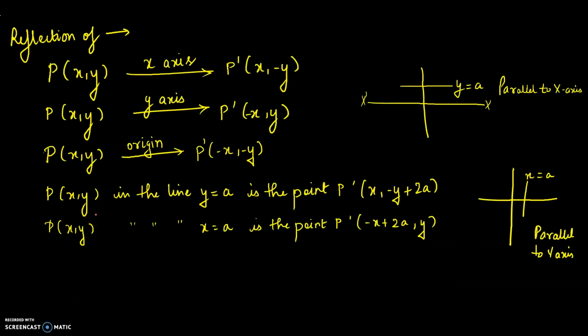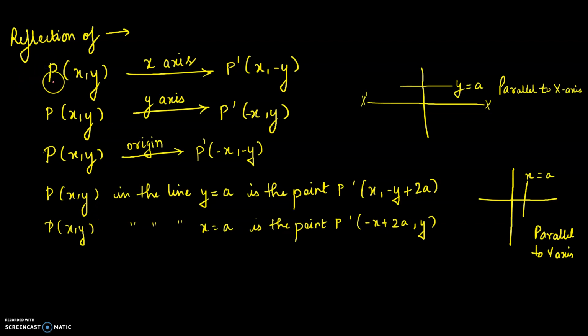Now we'll start with the reflection of a point in x-axis, y-axis, origin in the line y equal to a and x equal to a. These are the formulas that I have mentioned, but you can also do this question with the help of graph method. I'll be explaining both these methods. Whatever you find easy can be done, and I think graph method is easier than this method because you don't have to learn all these formulas if you are doing it with the help of graph method.